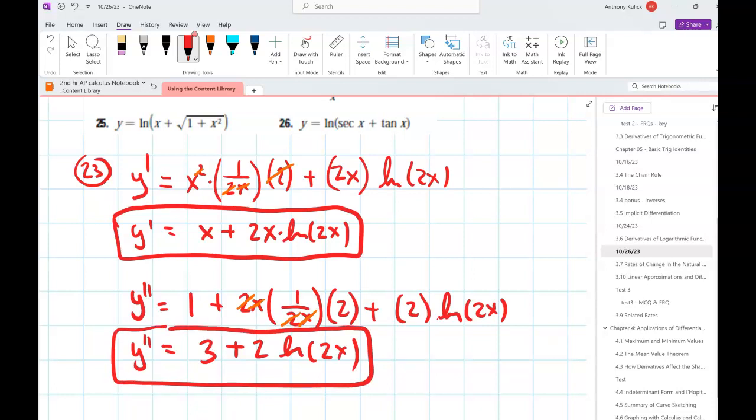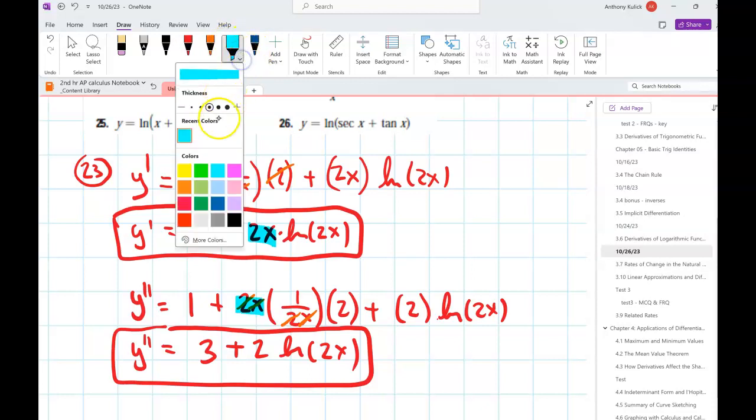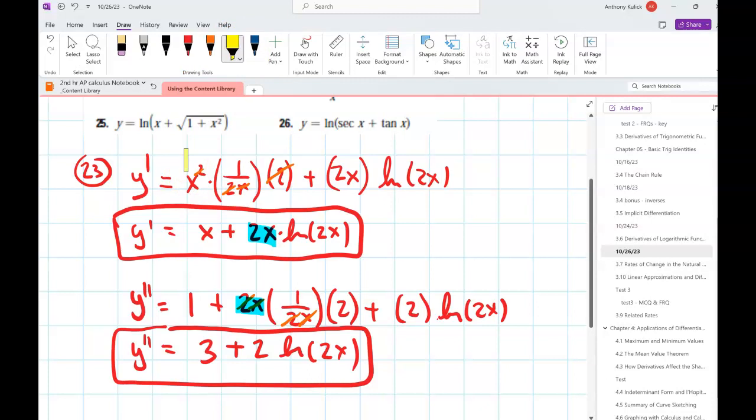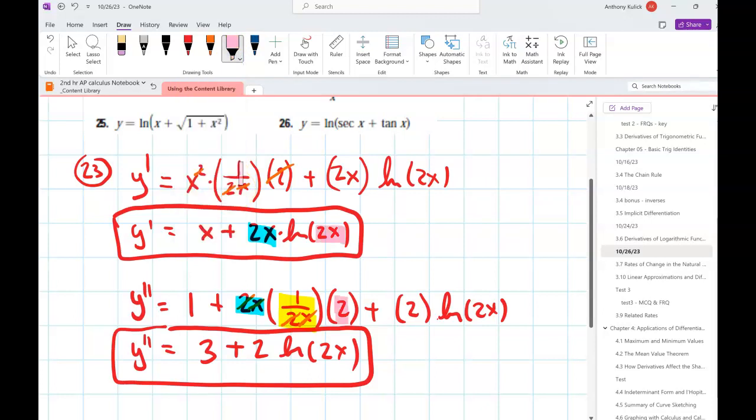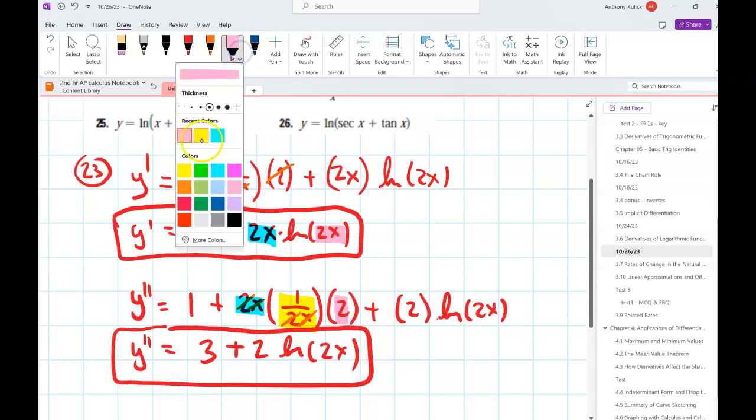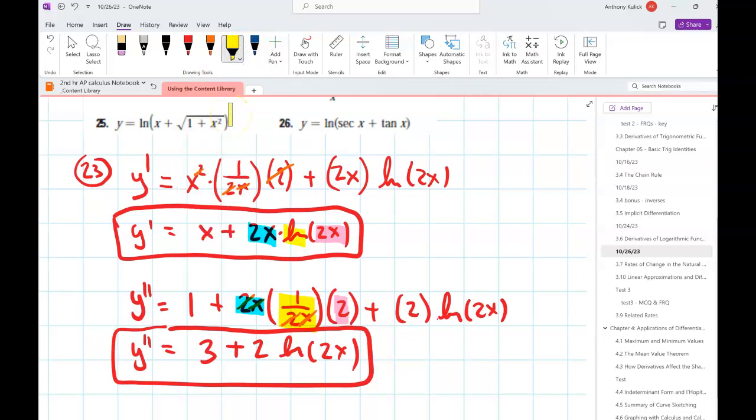Yes? Where is, like, the y double prime, where does that 2 come from with the 2x and 1 over 2x? So the 2x is here. The derivative of the outside is here. That's the derivative of the natural log 2x. And then the derivative of the inside is there. Okay. Does the highlighting help? Yes. Yeah.